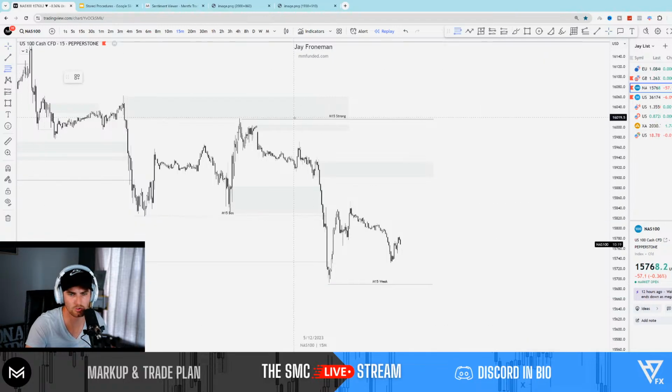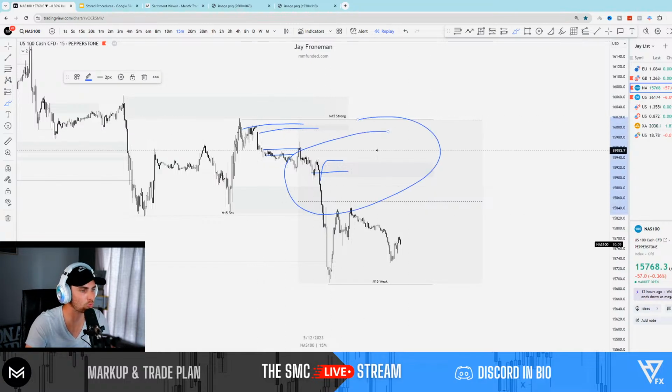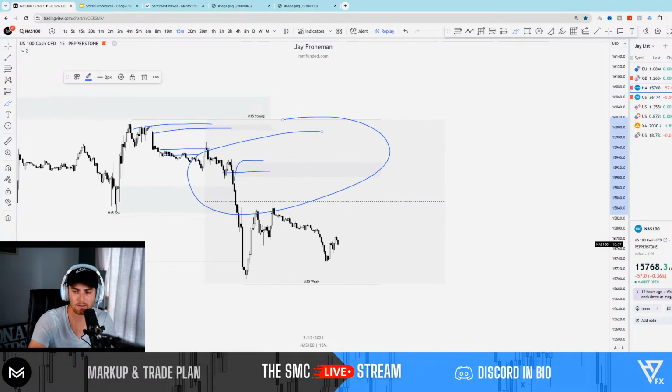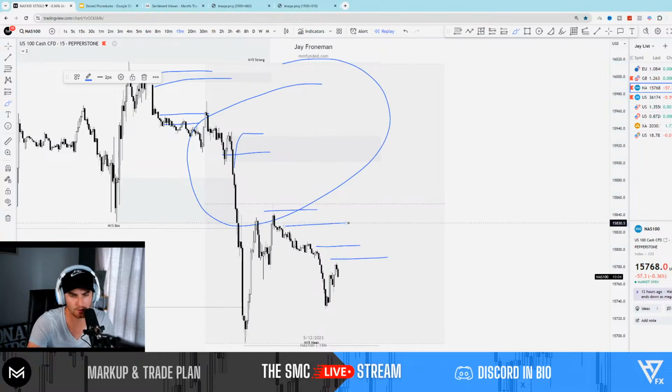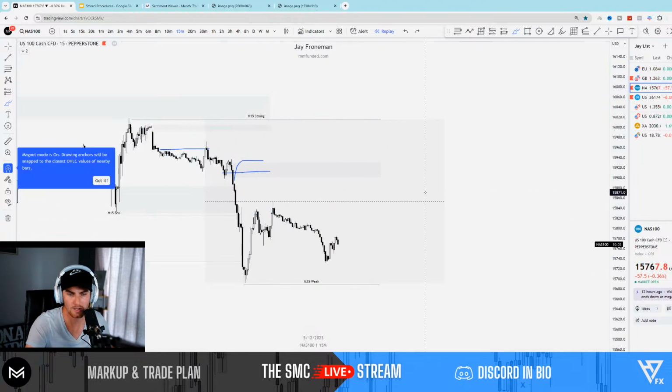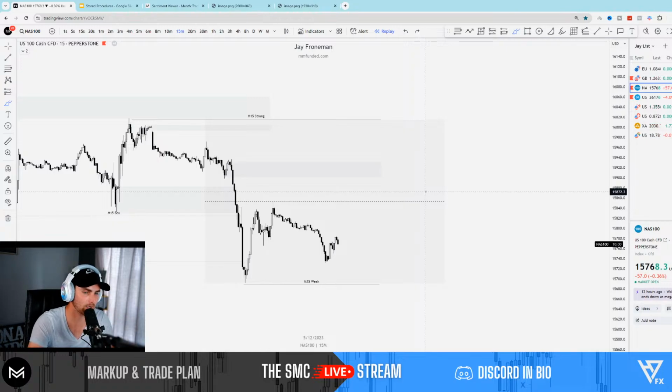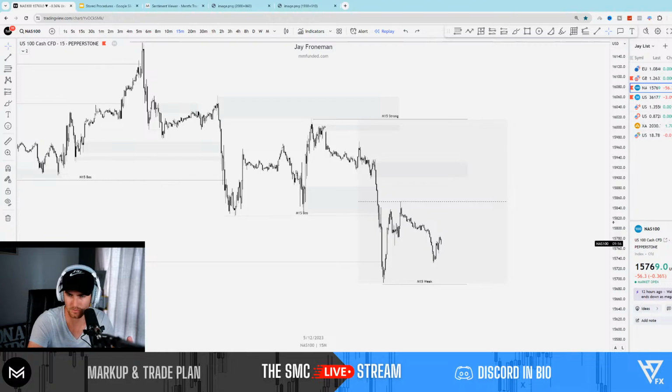Okay, M15 structural range. Discount, equilibrium, premium. So any supply zone, whether that's here, here, here, in the premium of this range, will already be much higher probability than looking for supplies here or here in the discount. Remember, you want to be selling supply in premium and you want to be buying demand in discount.